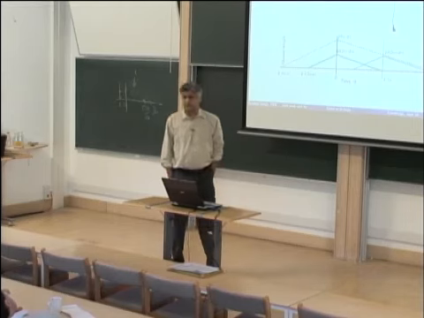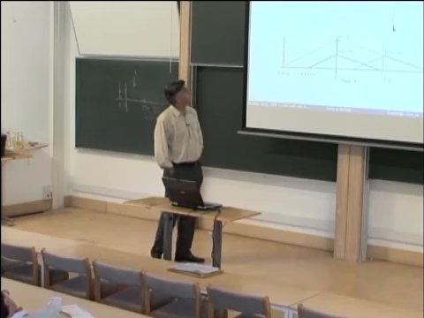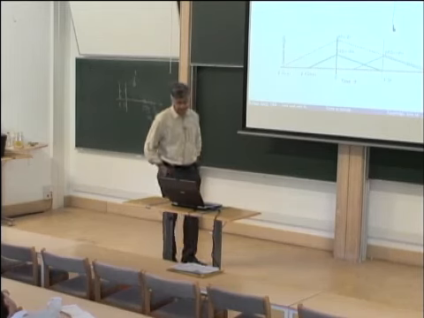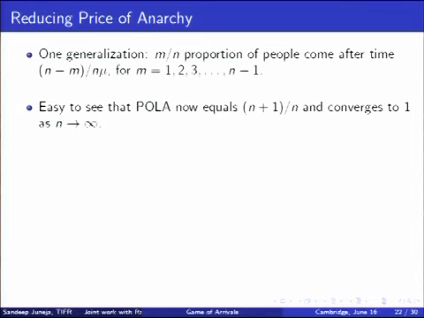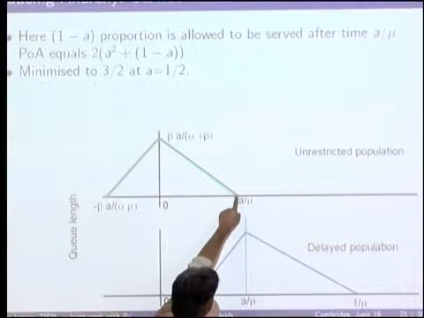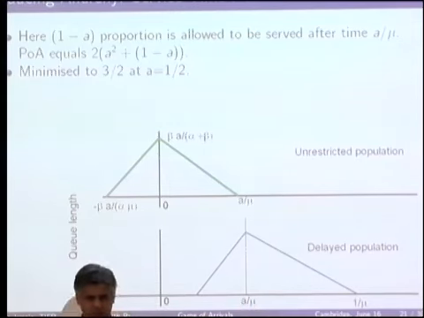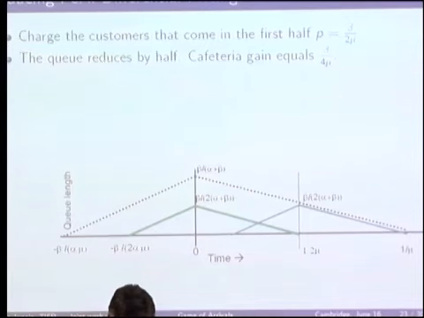So, reducing price of anarchy by differential pricing. We notice that in this setting, for example, we know the difference in the cost of people who are coming here and people who are coming here. So this is by diktat. You're telling people to come later. But the point is, can one achieve the same thing by just having differential prices?